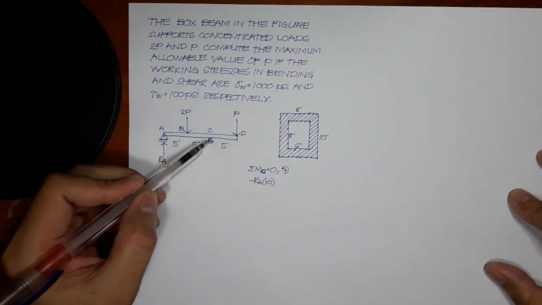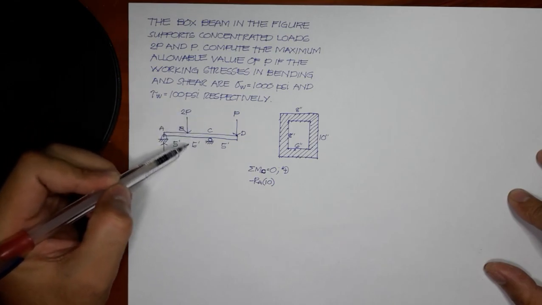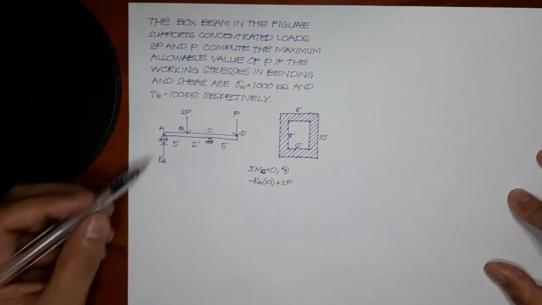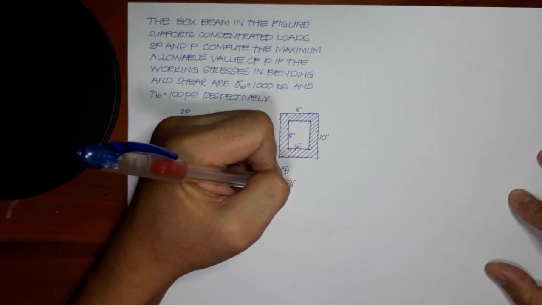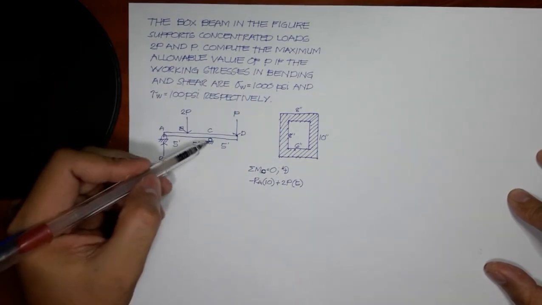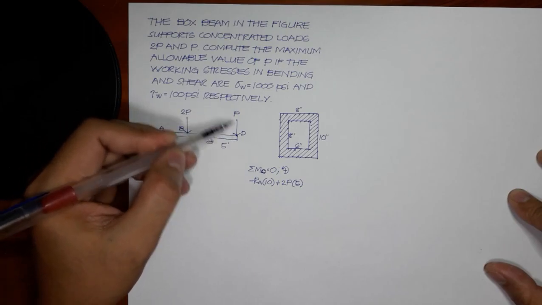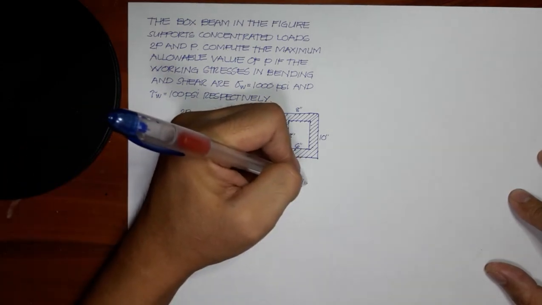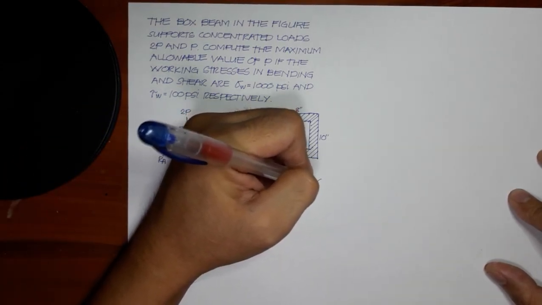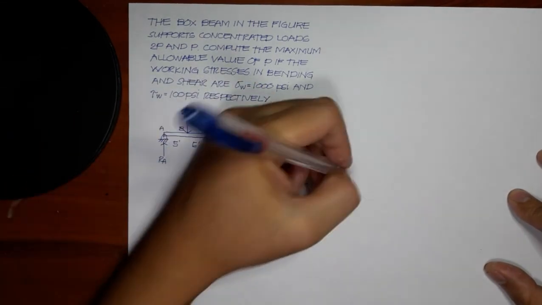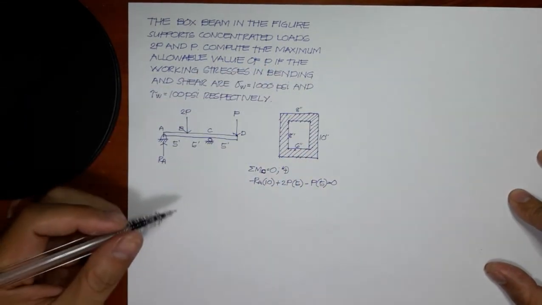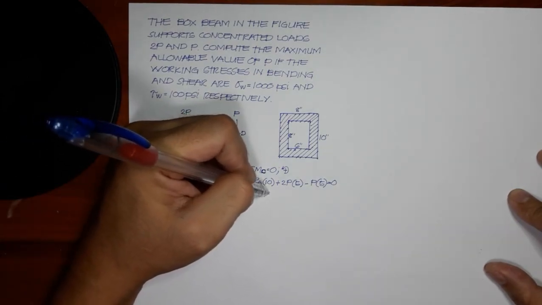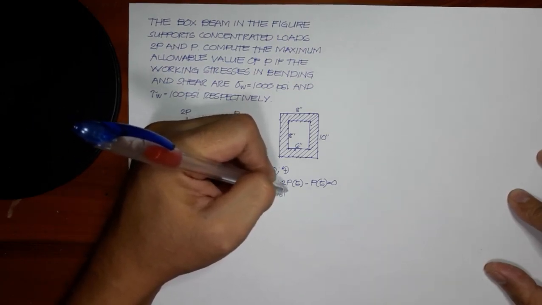Then about C, we have this counterclockwise moment, which is 2P, so positive 2P, times a moment arm of 5 feet. And then about C again, we have this clockwise moment of P, which is having a moment arm of 5 feet. So minus P times 5. And then equate it to 0. Then calculating, we can solve RA, and this is equal to 0.5 of P.